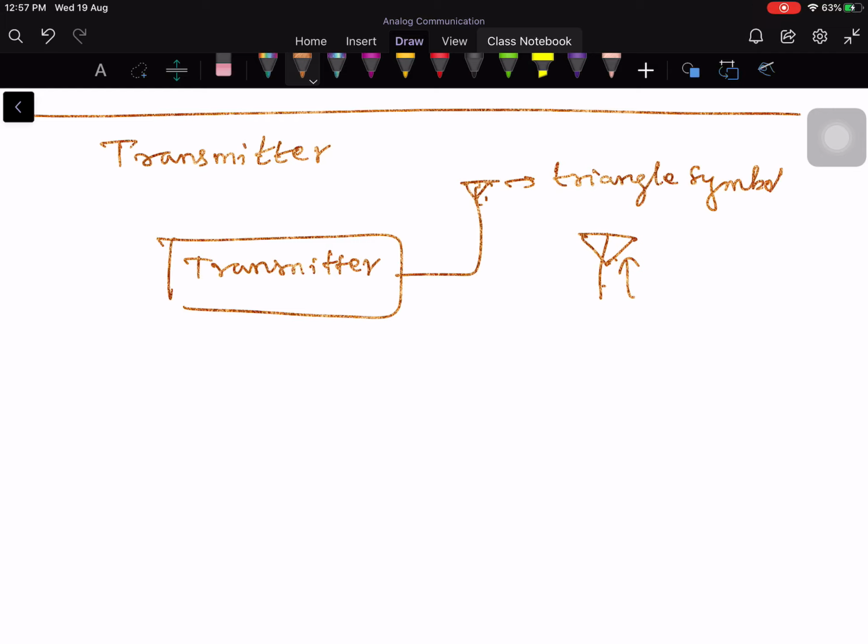But physically, the antenna could be one of many types, depending on what frequency range you are working with. Now the question is, let's say you are transmitting a voice signal. Let's say the 4 kilohertz frequency.